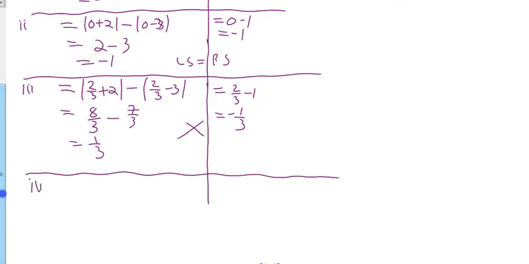And we go to 4, which is, what are we checking? Negative 4. So negative 4 plus 2 minus the absolute value of negative 4 minus 3. What's the absolute value of negative 4 plus 2? 2. What's the absolute value of negative 4 minus 3? So we get 2 minus 7.